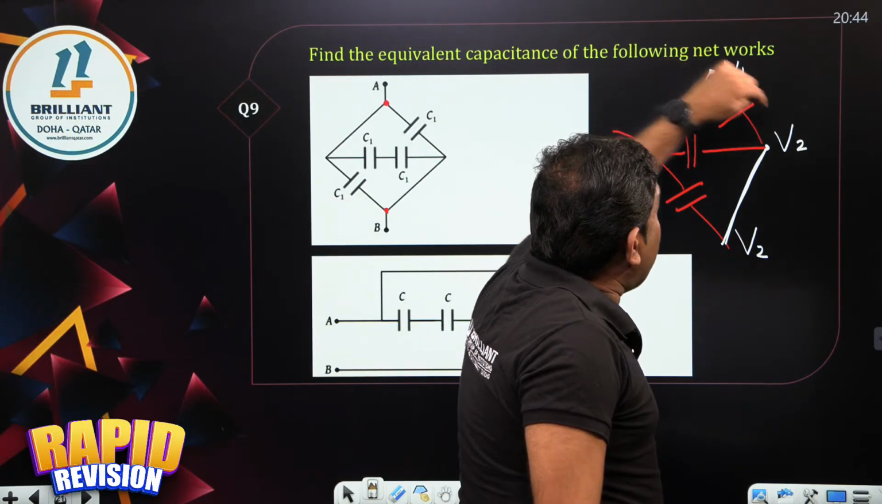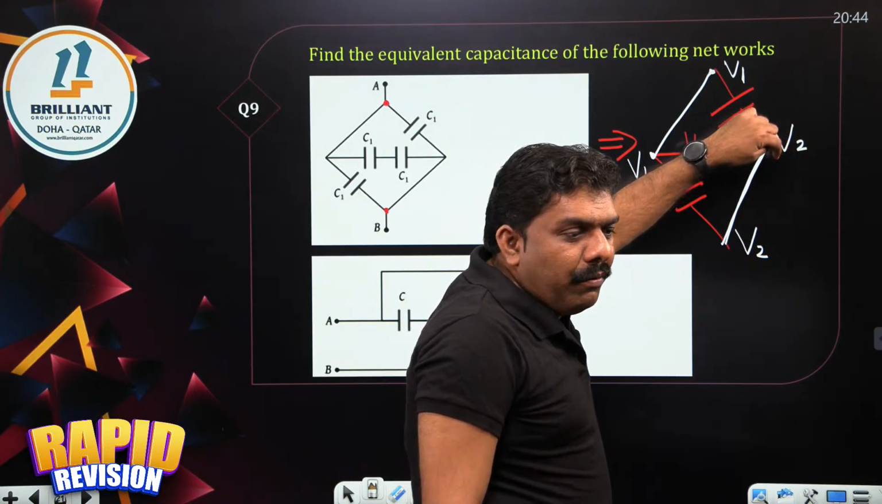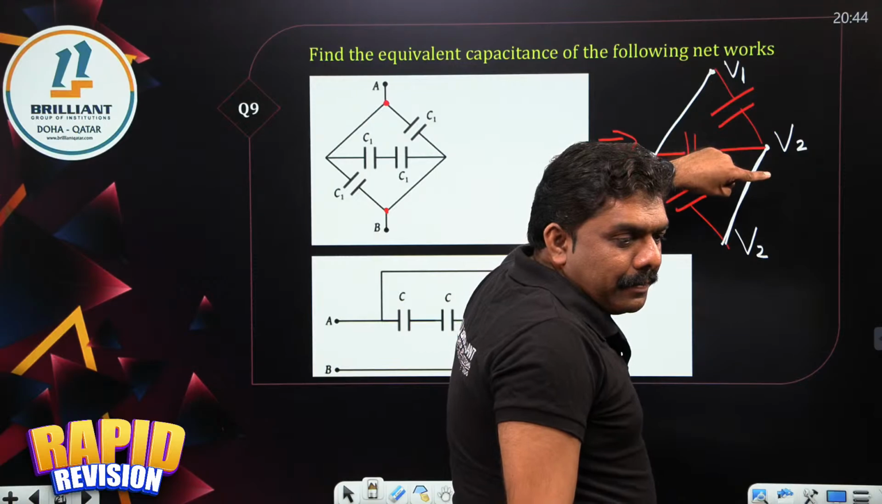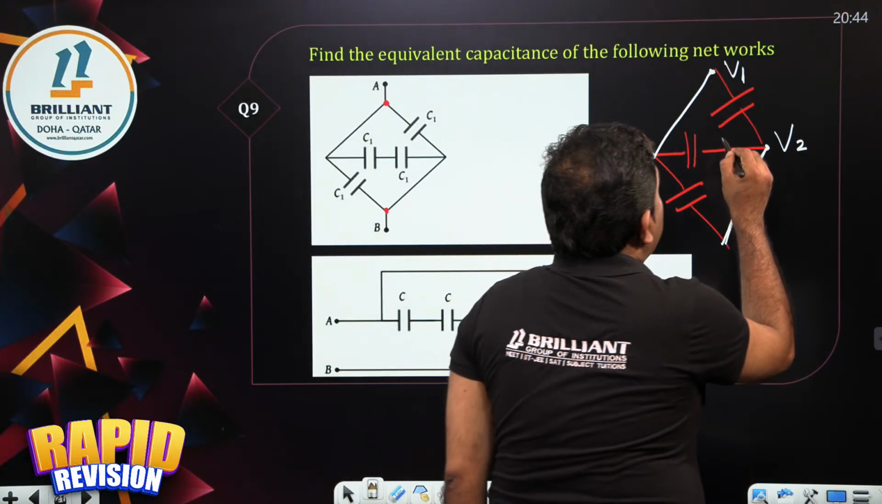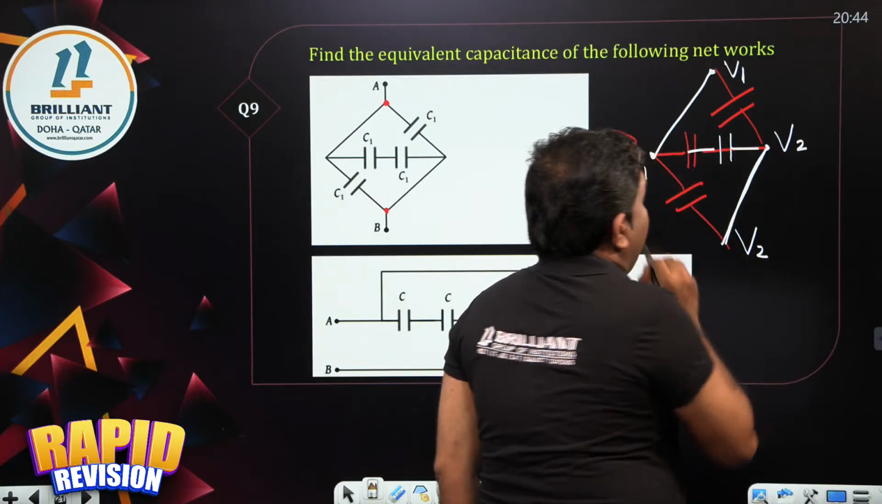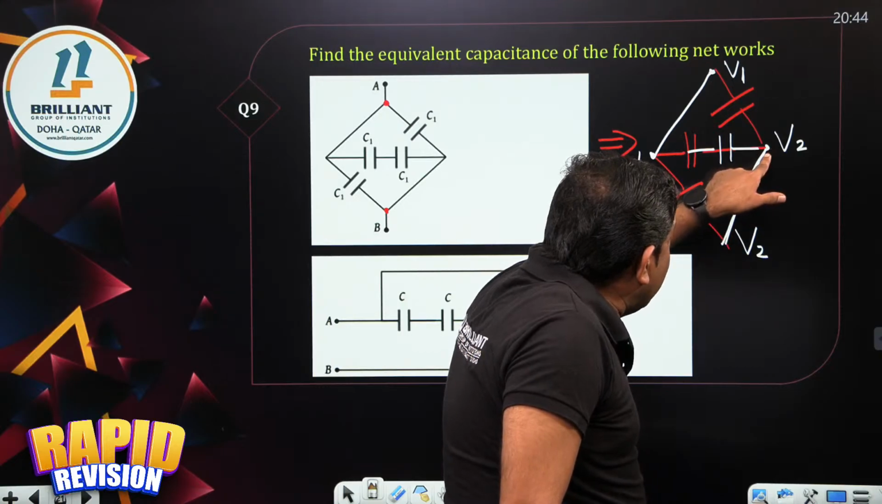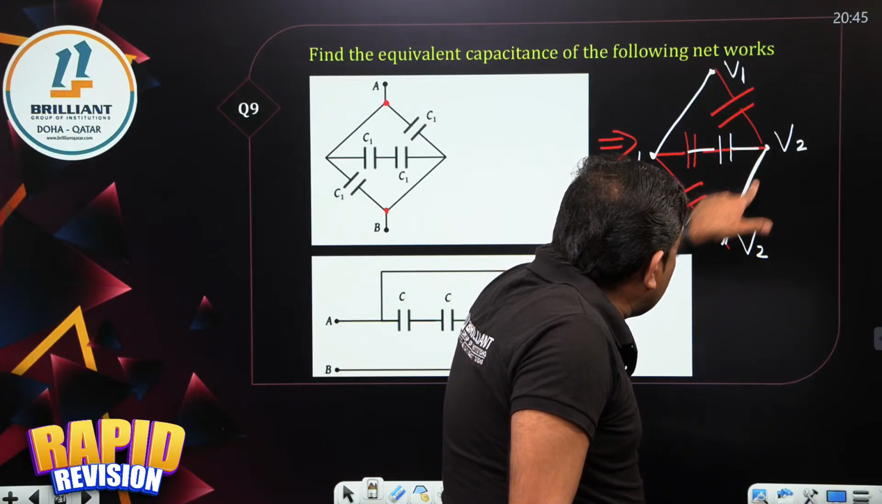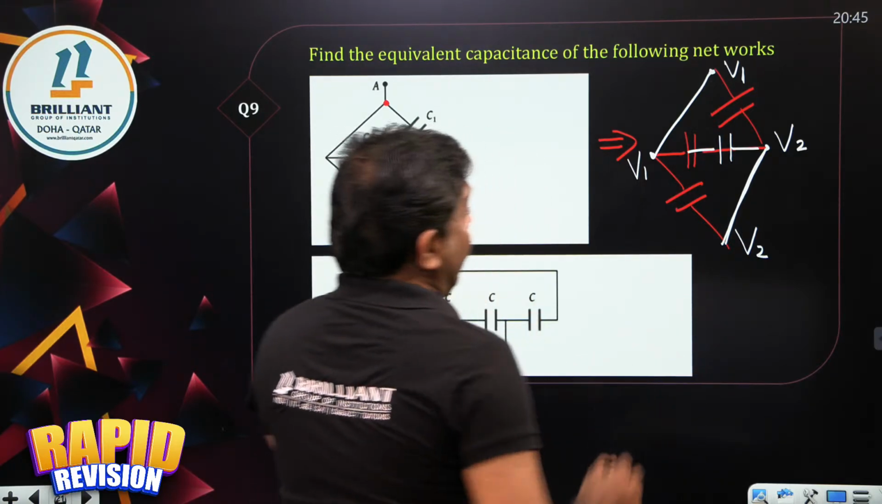Now look, across the capacitor there is a potential drop, so it will be V2. Now we can say that here two are there in this line. Now see, this one is V2. Down here also it is V2, because there is no potential drop. V2 will be there. So now I can redraw this diagram.